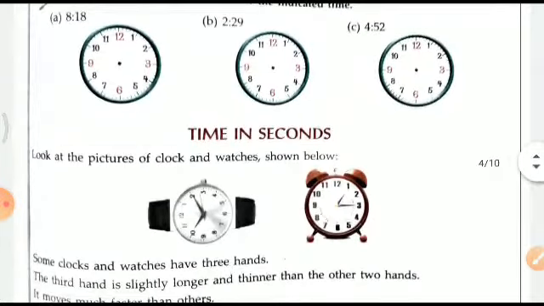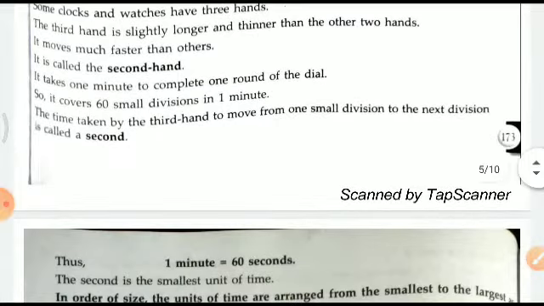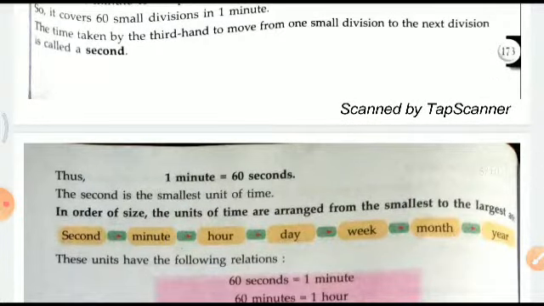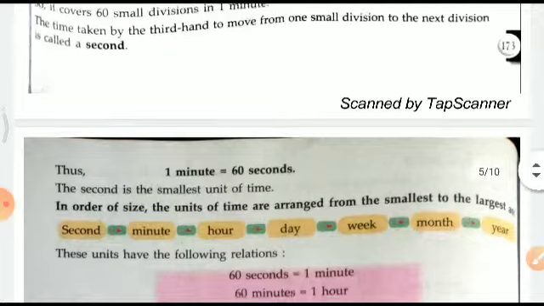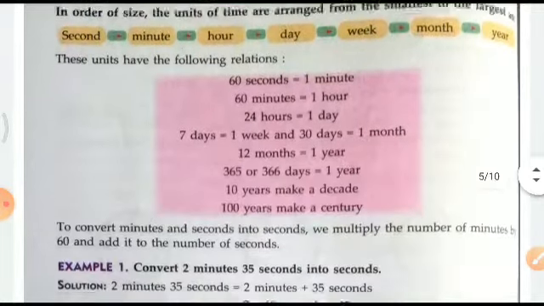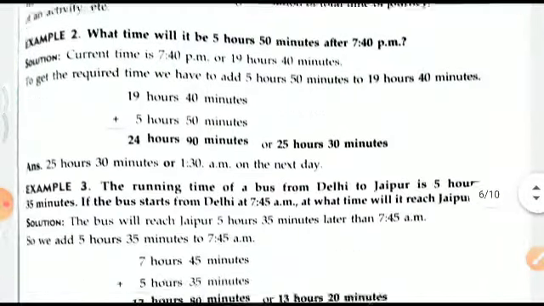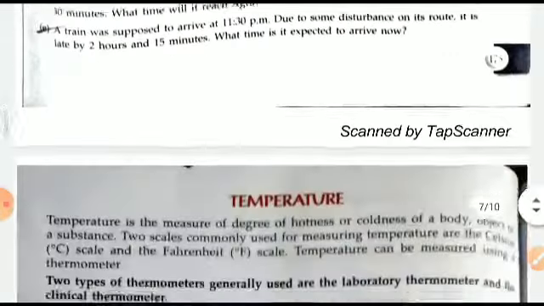And then we moved on to time in seconds, and saw that every minute contains 60 seconds. We also saw that the third hand is called the second hand, and it moves the fastest. Now we have to move towards the temperature part. There were also some problems based on time, and after that came the temperature part.